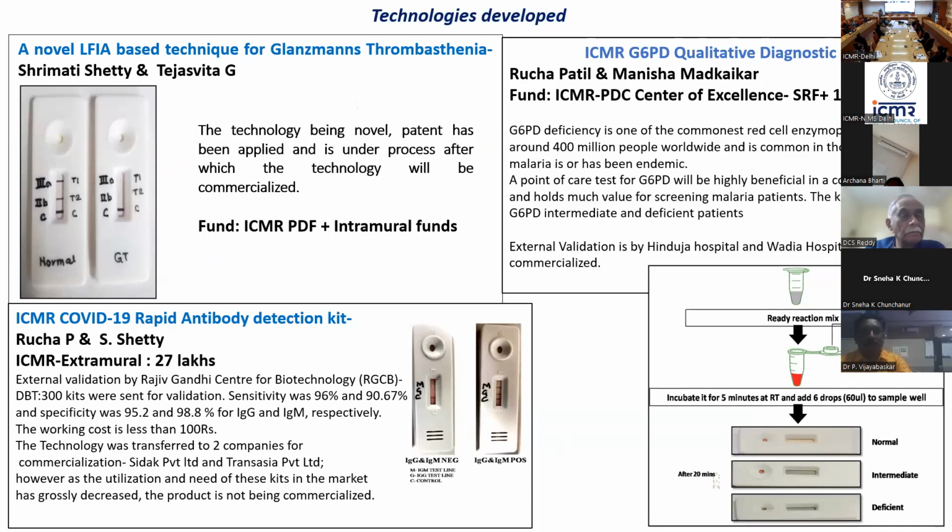Along with that, we have developed a point of care kit for a platelet disorder, again a bleeding disorder, wherein the patients tend to have a very short life. The same reasons, that is the need. Then the ICMR G6PD qualitative diagnostic kit. Now, this is not patentable. This we've just done for a cheap kit. It comes to 20 rupees, a Make in India product. Then we have also made the COVID-19 rapid antibody detection kit.